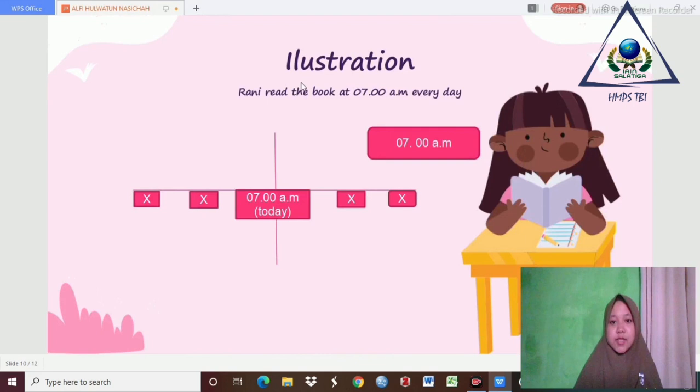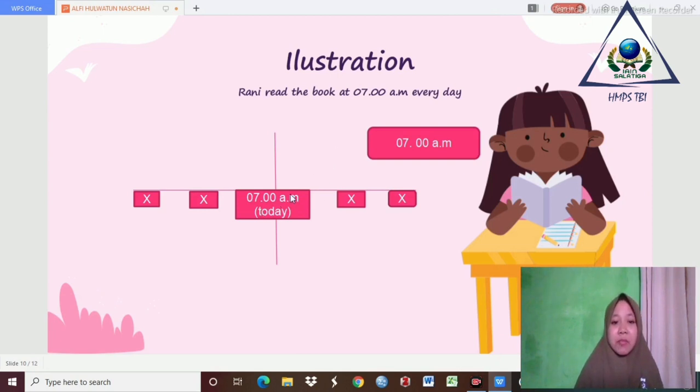If you're still confused, we will learn about an illustration of the use of simple present tense. In this case, Rani reads the book at 7 a.m. every day. Okay, now we know that Rani always reads the book at 7 a.m. Here, today, Rani reads the book at 7 a.m. But because every day Rani reads the book at 7 a.m., we know that this is one of her habits in her life.